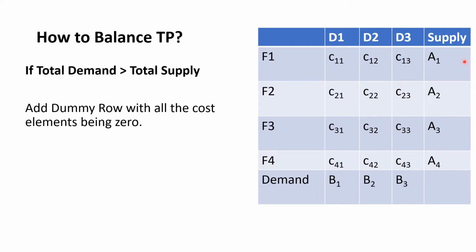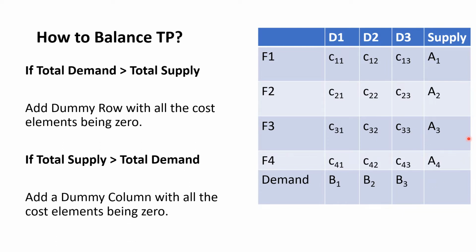Similarly, if the total supply is more than the total demand, that means the summation of A's is coming to be more than the summation of B's. In that case, we have to add a dummy column so as to balance the matrix. When we add a dummy row or dummy column, all the cost elements to be considered are 0.